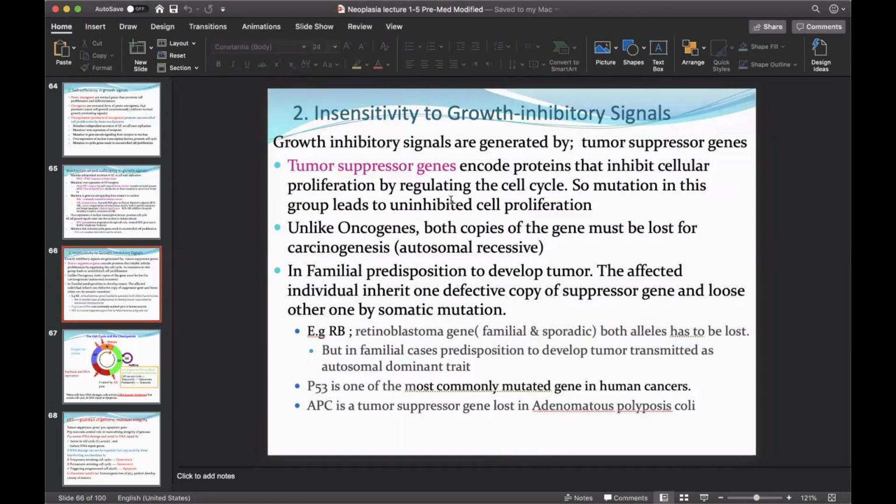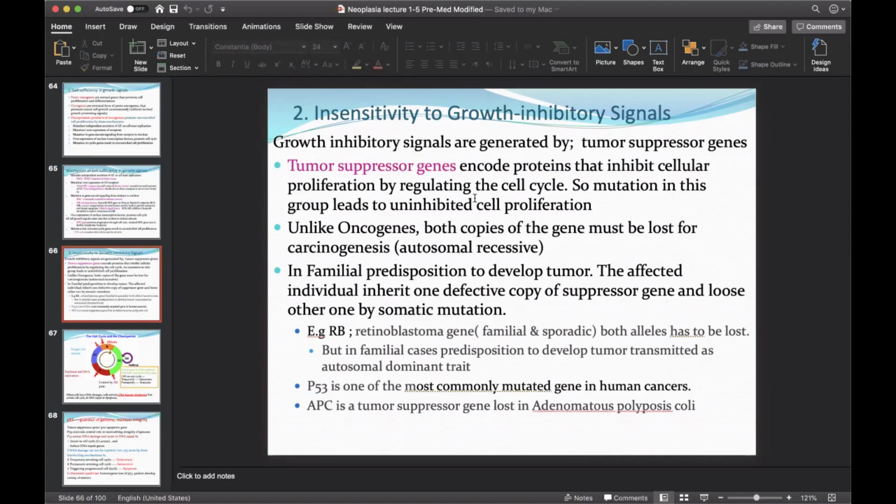Okay, let's go back. So now the second ability present in neoplastic cells is that they are able to become insensitive to growth inhibitory signals. Growth inhibitory signals exist in the cell as a mechanism that tells the cell to stop growing, and the cell has to listen to this order. So the second ability of the cancer cell is that it does not listen to growth inhibitory signals.